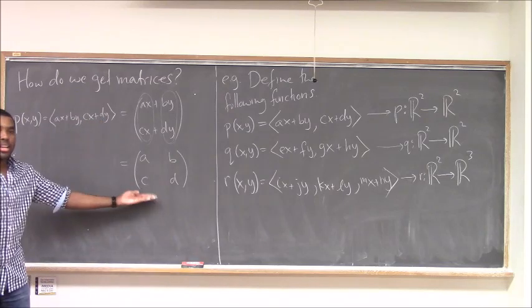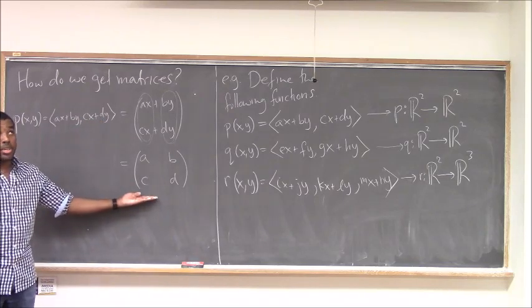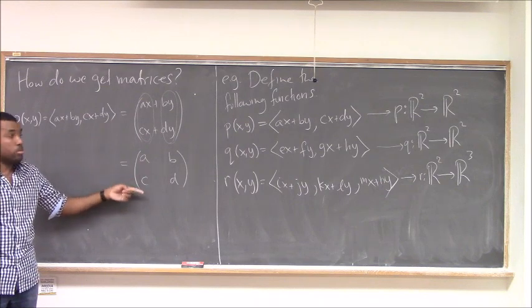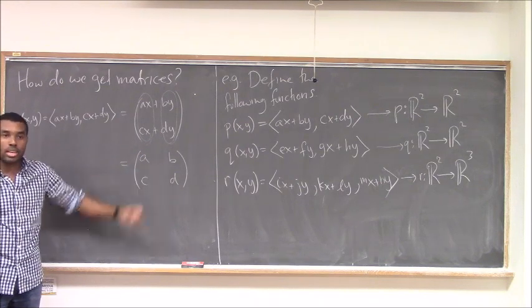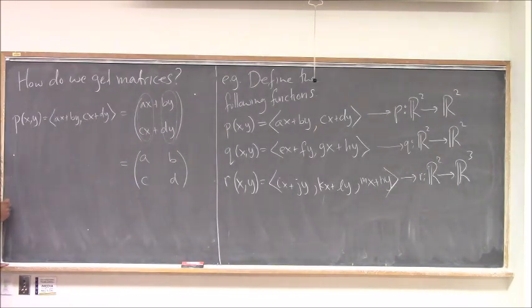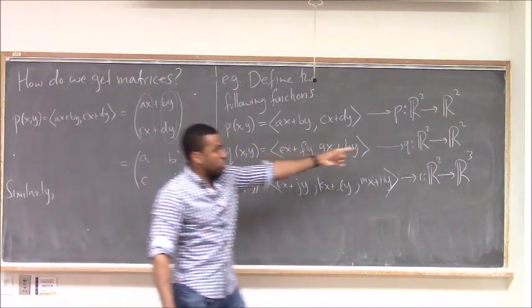So when I write this, what I'm actually meaning is I'm considering a function where the coefficients of the x are the guys in the first column. The coefficients of the y's are the guys in the second column. Similarly, Q is going to be very similar. It's also a 2 by 2.